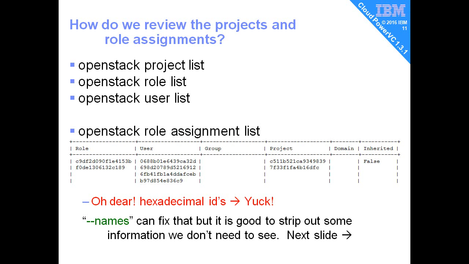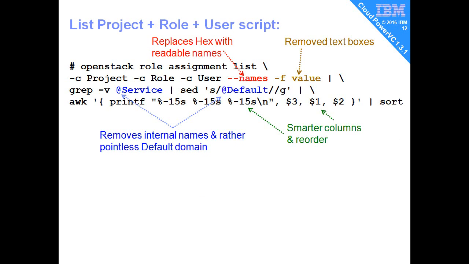That's good. And then you actually want to strip out a few other things in there that you don't want to see, and I've got a worked example on the next slide. So here's my OpenStack role assignment list command. I'm using the -c in here to give me particular columns of data. You don't get them in this order, but at least it will remove some things I don't really care about.